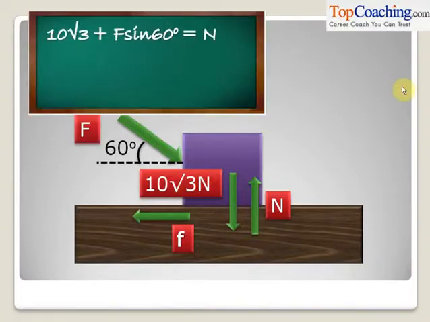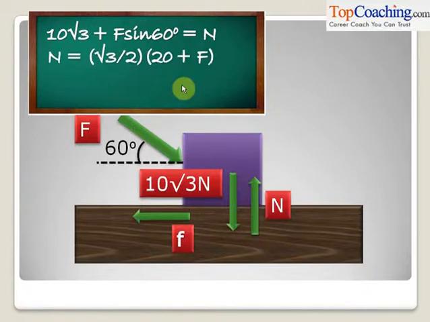By balancing the forces, we can say that 10 root 3 plus F sine 60 degrees is N in the vertical direction. In the vertical direction, gravitational force 10 root 3 Newton is acting downwards. The normal reaction N is acting upwards, and the vertical component of the force capital F is also acting downwards. So F sine 60 degrees plus 10 root 3 is the normal reaction. On simplifying this expression, we get N equal to root 3 by 2 into 20 plus F.